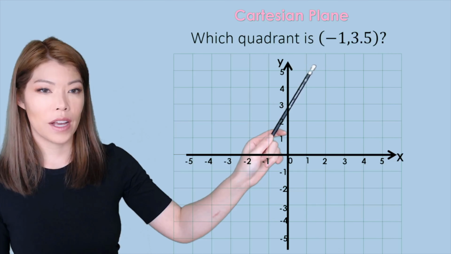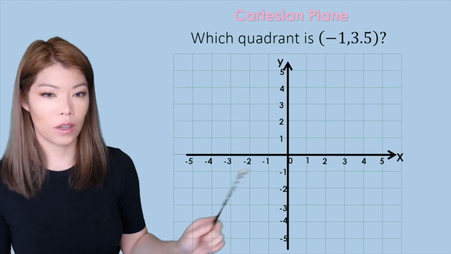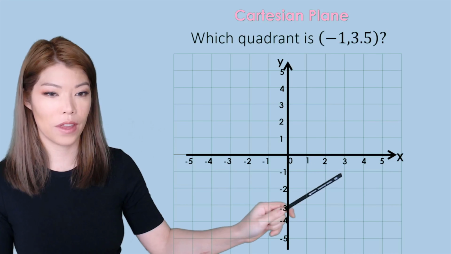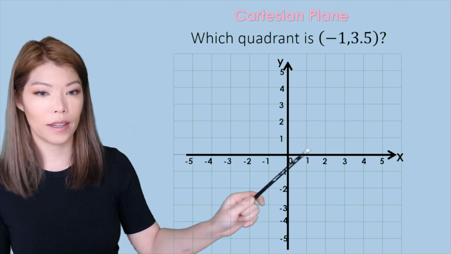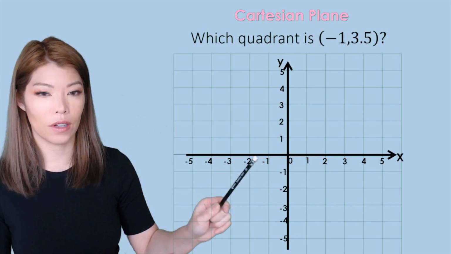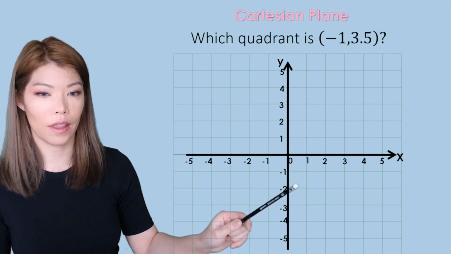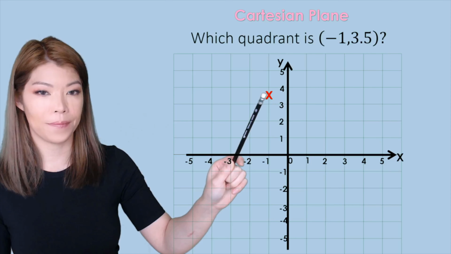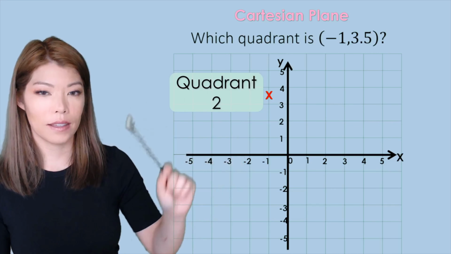If I gave you -1 and 3.5, would it be -1 and 3.5 over there? No, you would always read the x value first. So -1 would be this one, not that one over there. So -1, 3.5 would be here. And this would be in the second quadrant.